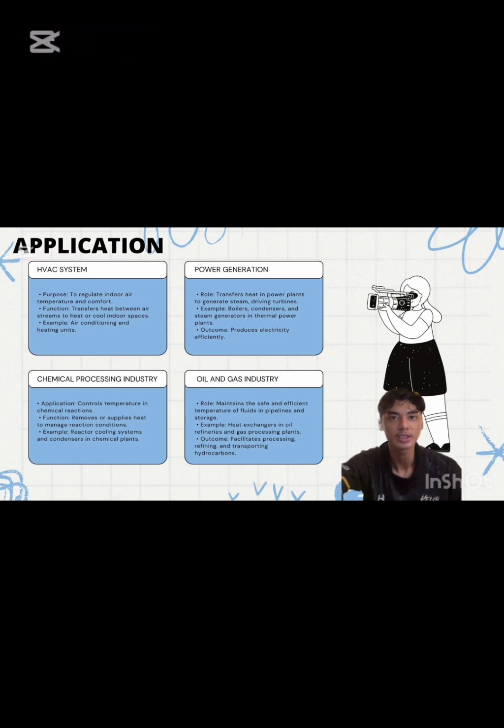The next one is the chemical processing industry. Heat exchangers in chemical plants maintain safe reaction temperature. For exothermic reactions, they remove excess heat, while for endothermic reactions, they add heat as needed for efficient production.